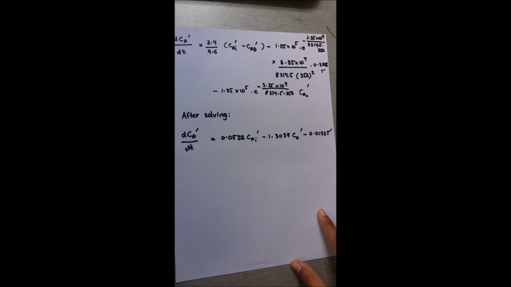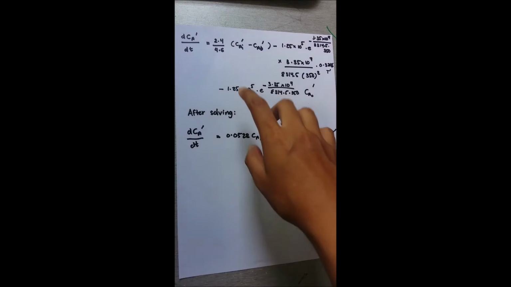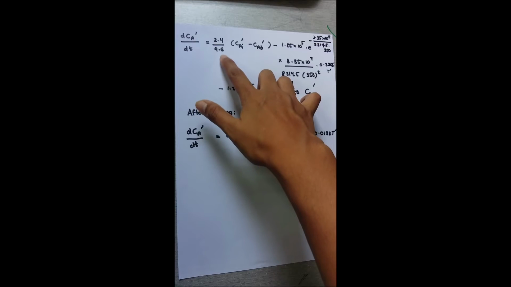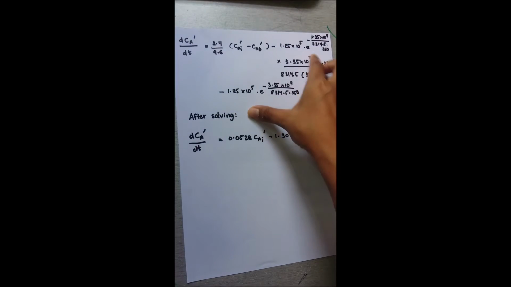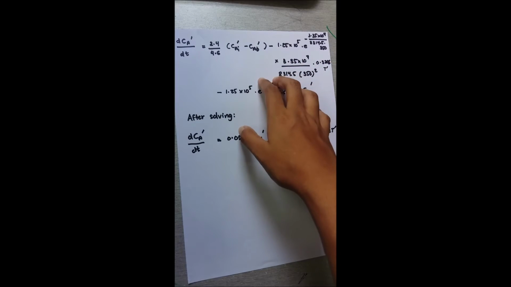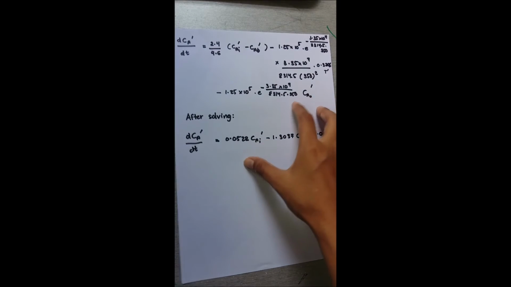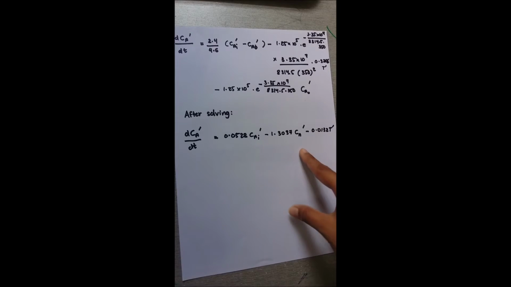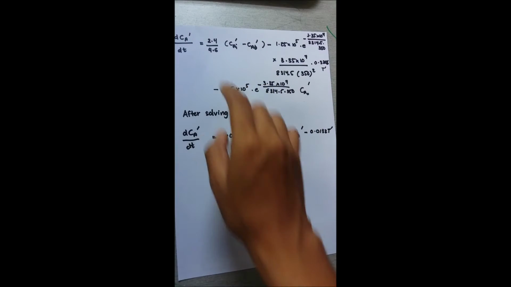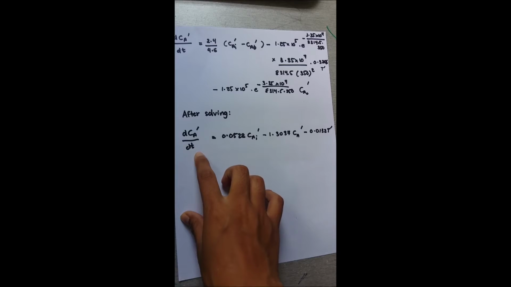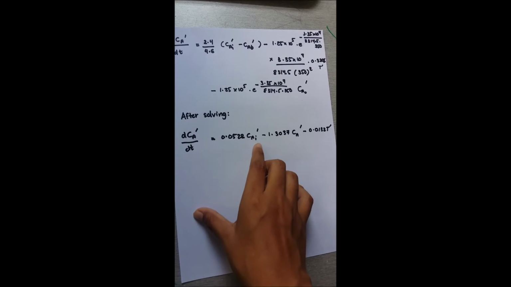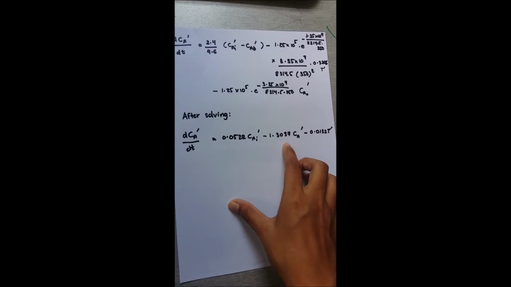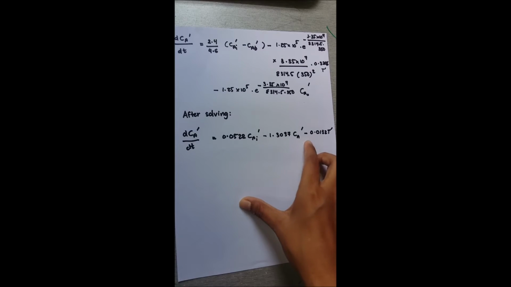Finally, we just put the values in, which are given: 2.4, 4.6, Q by V and everything else, and also CA0 bar, which we already calculated before. After putting all the values in, we finally got dCA prime/dt will be equal to 0.0522 CAI prime minus 1.3037 CA prime minus 0.0132 T prime.